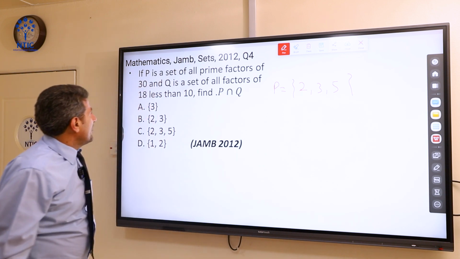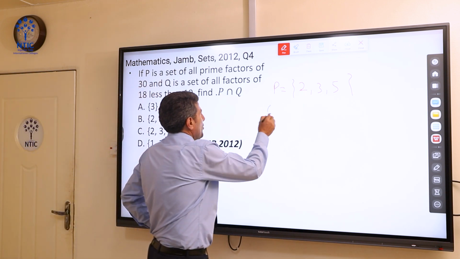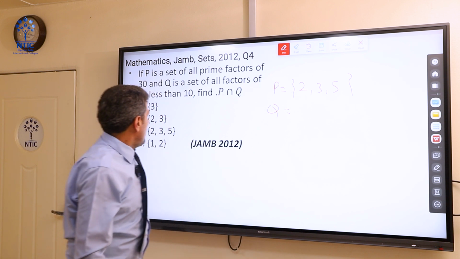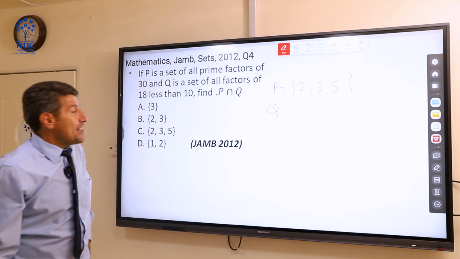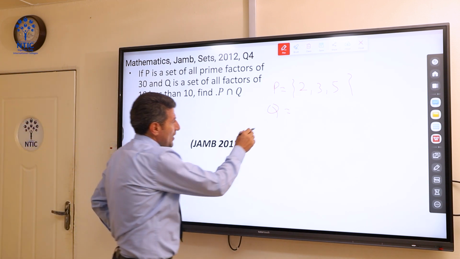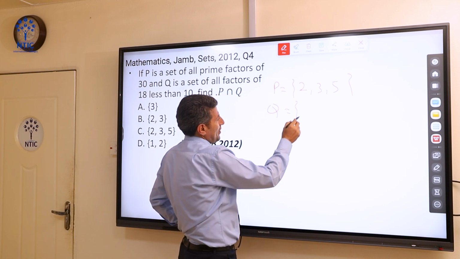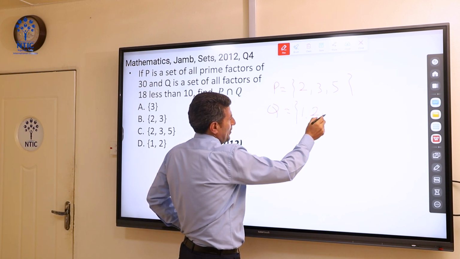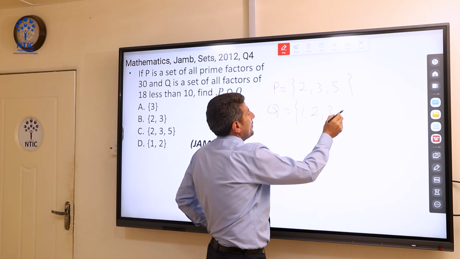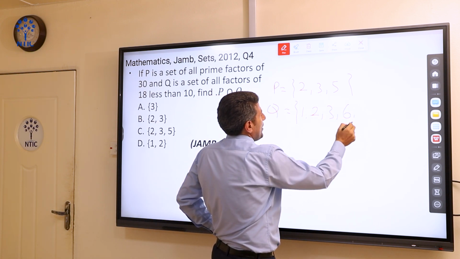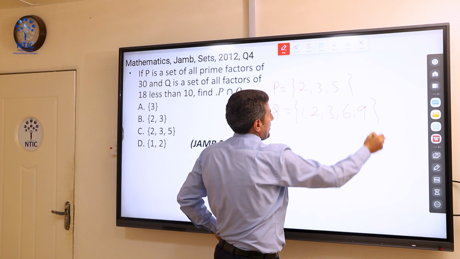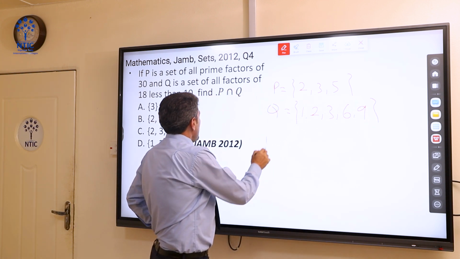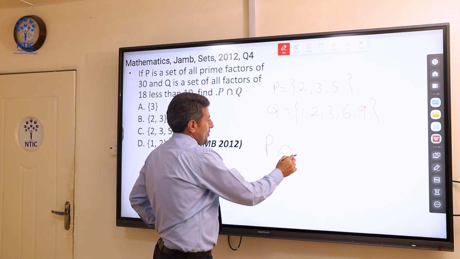Then let's check set Q. Set Q is all the factors of 18 less than 10. The numbers that can divide 18 but are less than 10. 1 can divide 18, 2 can divide 18, 3 can divide 18, 6 can divide 18, and 9 can divide 18. So now they're asking us to find their intersection.